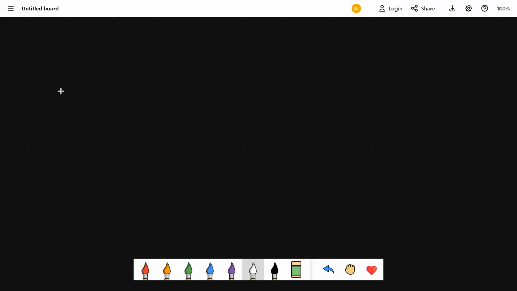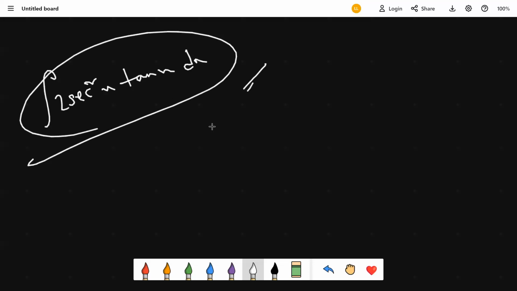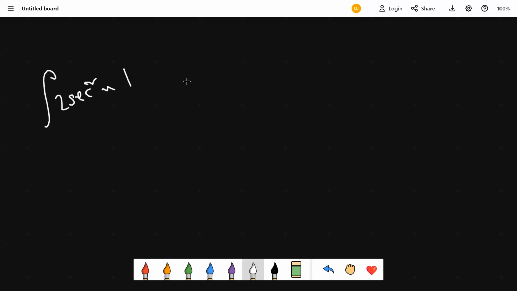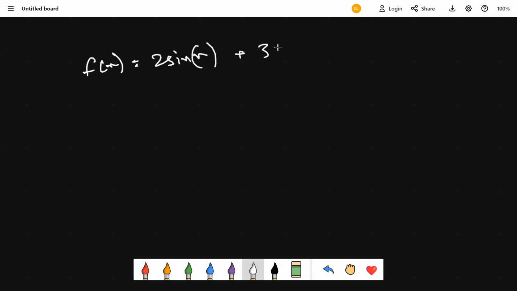Yes, we do have another question left, which is most probably the integration of sec squared x tan x dx. This is to be done, but in order to get this, we have to go through some other concepts as well. So we'll be coming to this a bit later, but for now we'll be doing some other maths. So let's do that first. A function is given as 2 sine x plus 3 cos x.